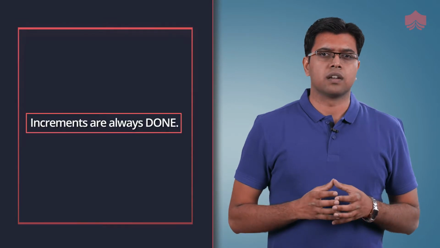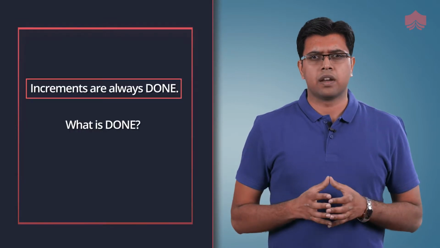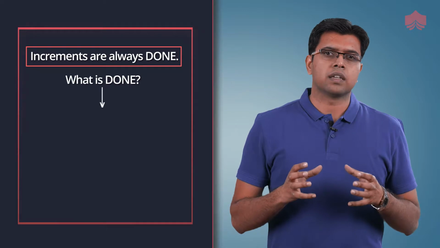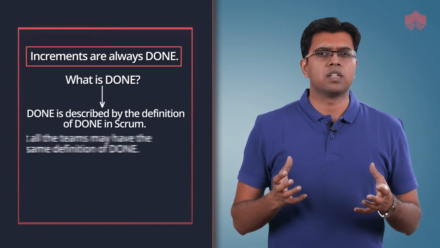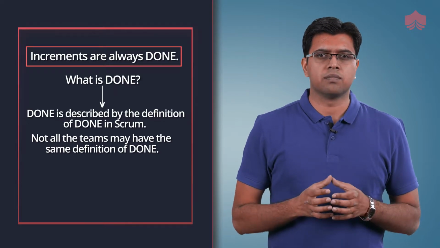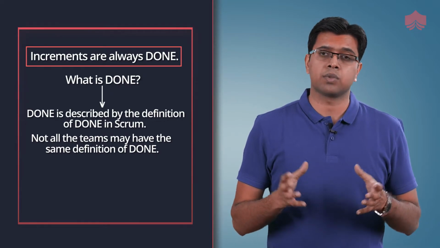Increments are always done. But what do you mean by done? Done is something that is described by the definition of done in Scrum. And not all the teams may have the same definition of done. It's dependent on the team and sometimes also on the organization. It's a shared understanding in the Scrum team about what a done increment actually means. Especially if you're working with user stories, there might be a confusion between acceptance criteria and definition of done. Let's try and figure that out.